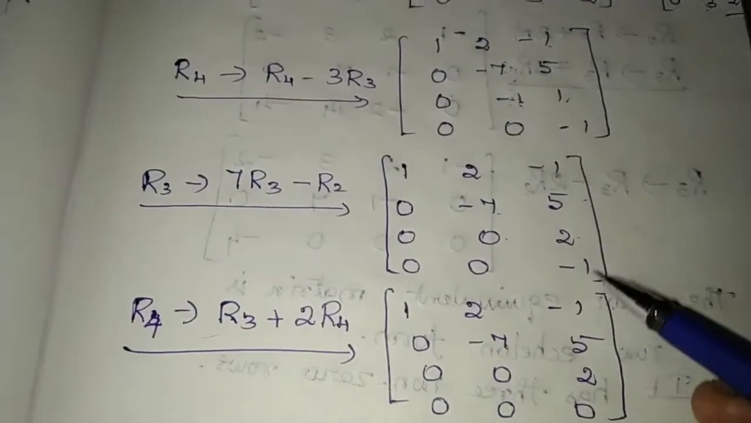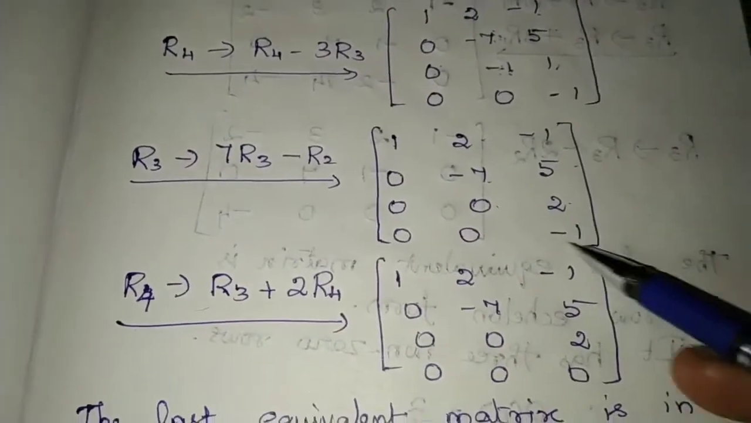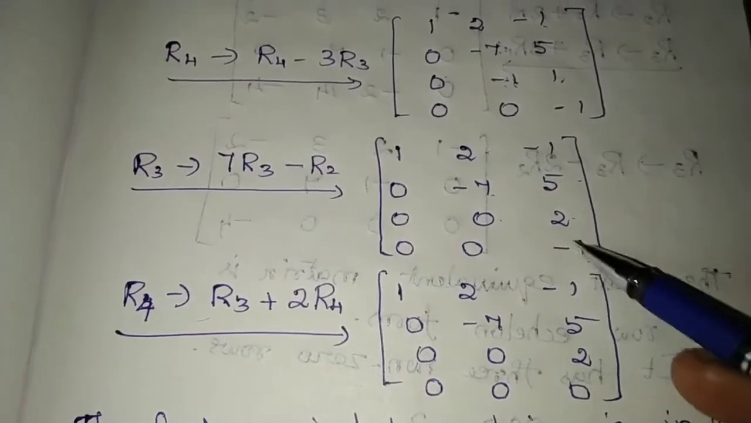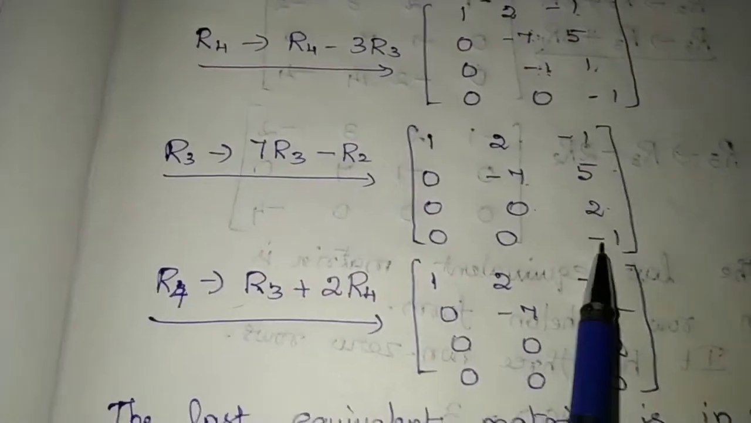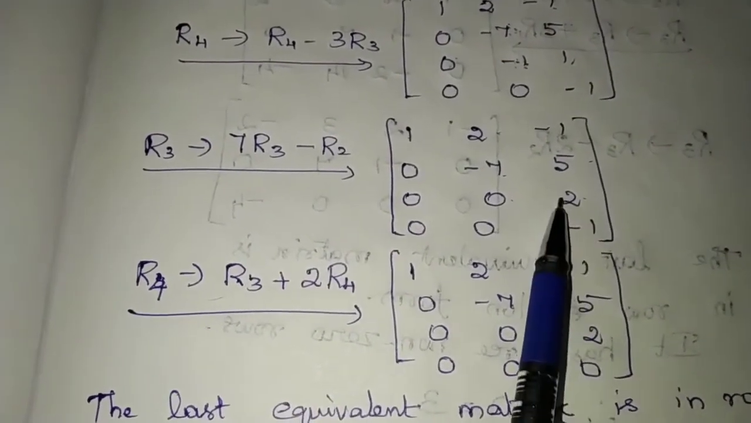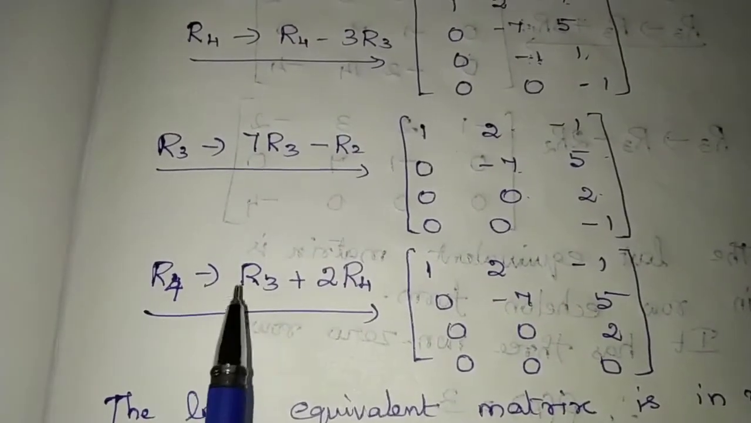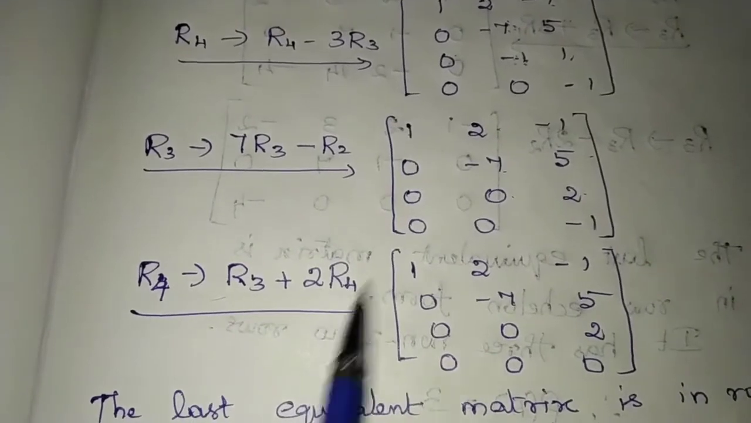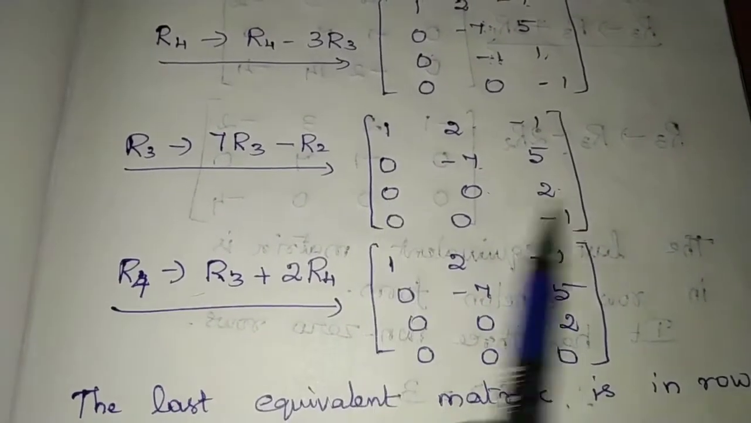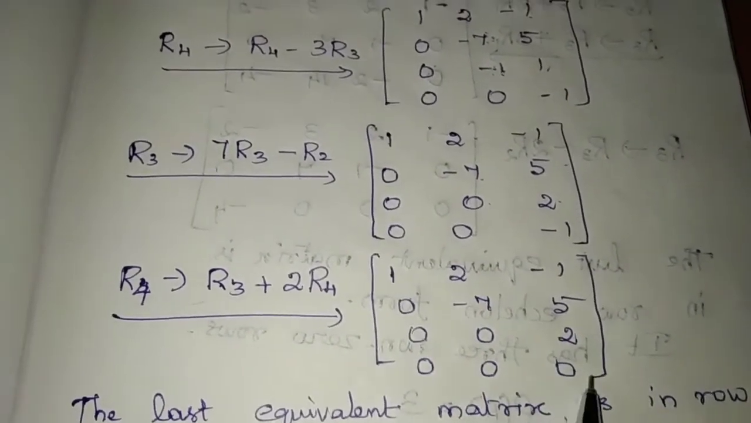Next we want to make this value equal to 0. See that one. Here multiplied by 2. R4 implies R3 plus 2R4. And subtract this 2, we get 0, 0, 0.